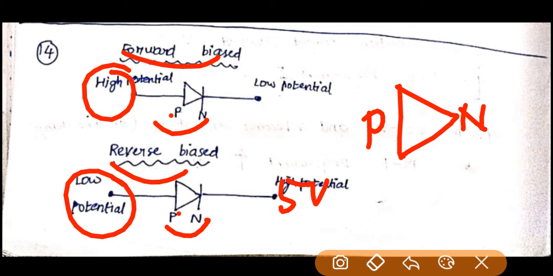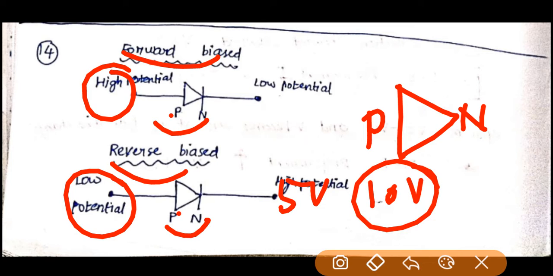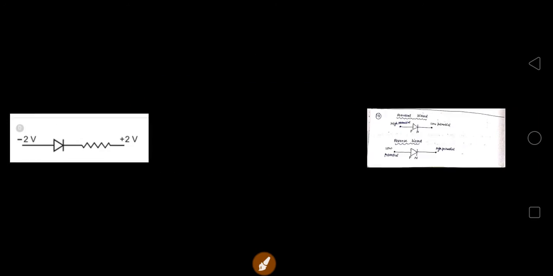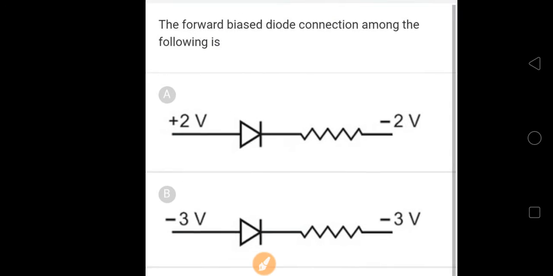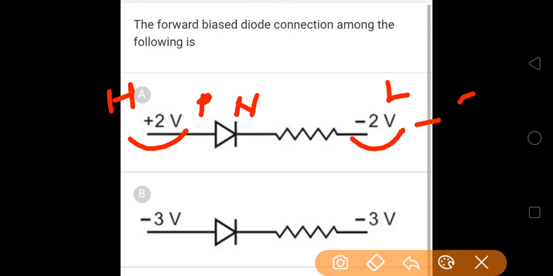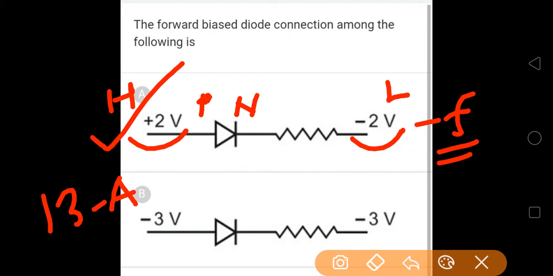5 volt, 10 volt. 10 is the high potential. P should be connected to the high potential. So always mark this as P, this as N. Plus 2 volt, minus 2 volt, which is high potential. This is high potential, this is low potential. So this is forward bias only. So option A is correct for 13th one.